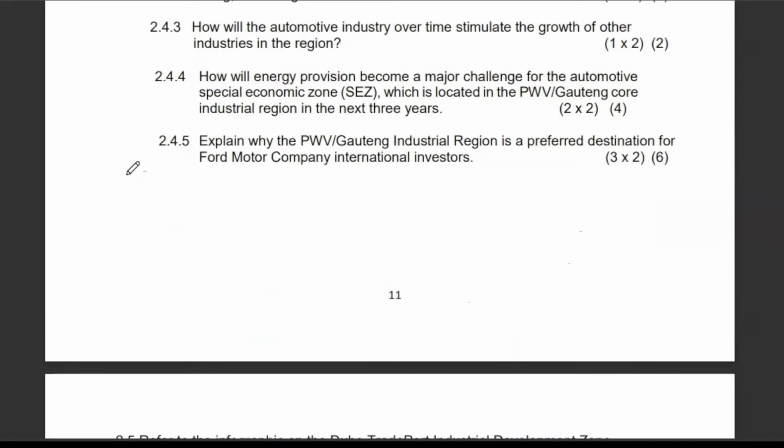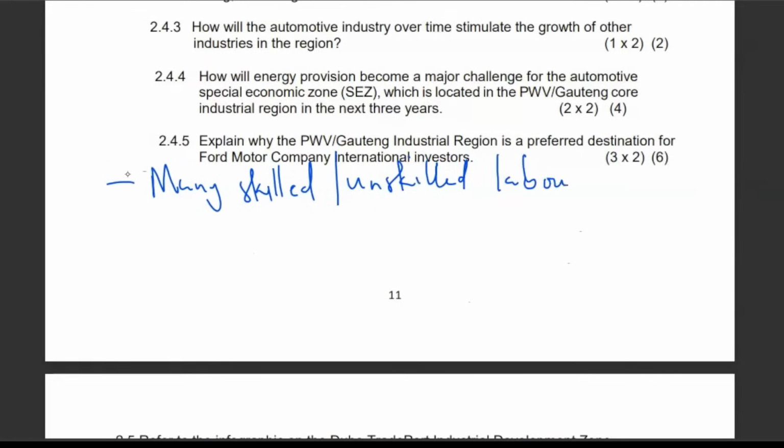Right, if we check there, in terms of labor, Gauteng is the hub of many skilled and unskilled. Where they need skilled labor, the workers are readily available. Where they need unskilled labor, the labor is also available. Gauteng, remember, is highly populated. And for that reason, it's very easy for those companies to get labor to do production.